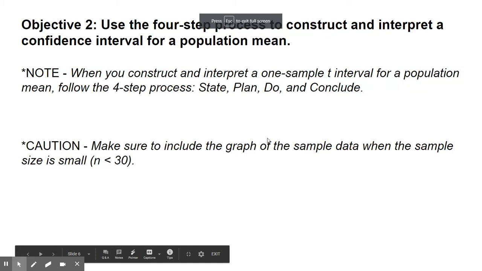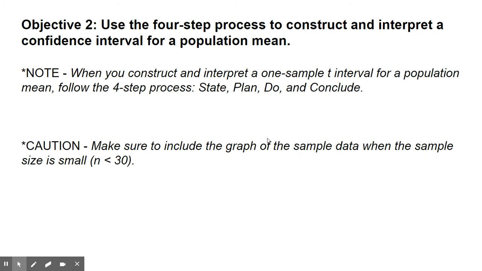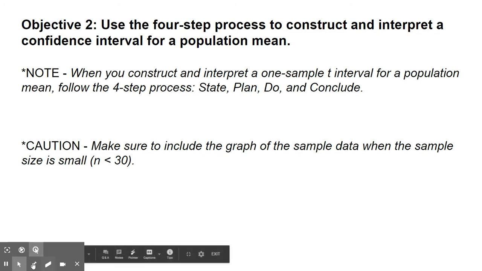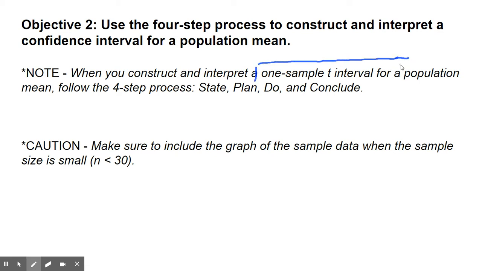All right, y'all. So now we're going to put this whole process together for means in this 4-step process. Notice here, the inference method is now called a one sample t interval for mu, right? That's our inference method. So that'll be in the plan part. Again, state, plan, do, conclude. Same type of process here.